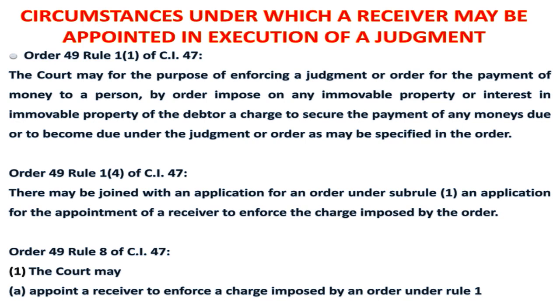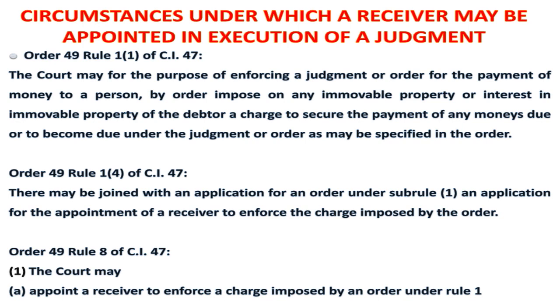So Order 49 Rule 1 Sub Rule 4 says that there may be joined with an application for an order under Sub Rule 1, an application for the appointment of a receiver to enforce the charge imposed by the order. And then finally, to make it clear, Order 49 Rule 8 says that the court may appoint a receiver to enforce a charge imposed by an order under Rule 1. So you've seen three circumstances under which a receiver may be appointed. What is common about all three is that they are all for the purpose of helping us recover some money. Circumstance number 1, enforcing the judgment for the payment of money to a judgment creditor, which is not a payment of money into court. You can appoint a receiver.